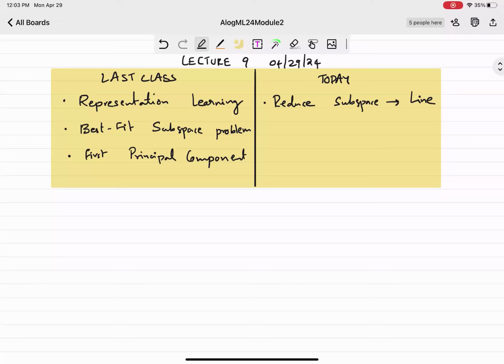Okay. And then we'll look at a different problem called low rank approximation. One way to think about it is as a sort of dual to the best fit subspace problem. And then we'll see some applications of it and then connect the two together with an algorithm for solving both problems.